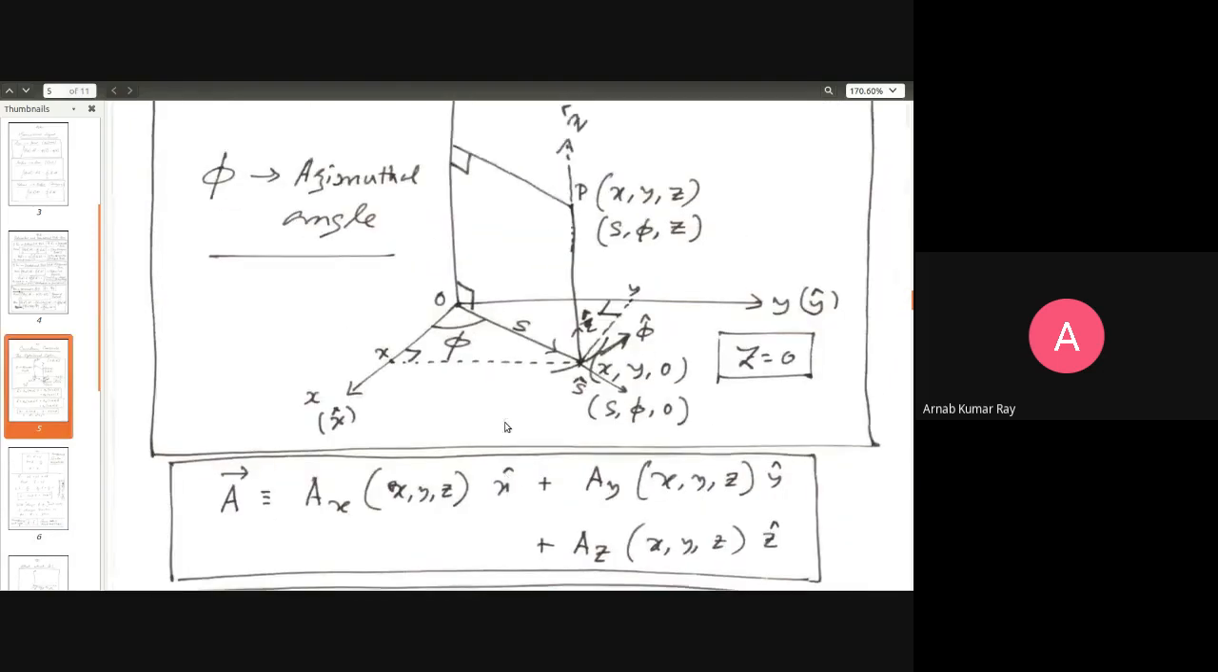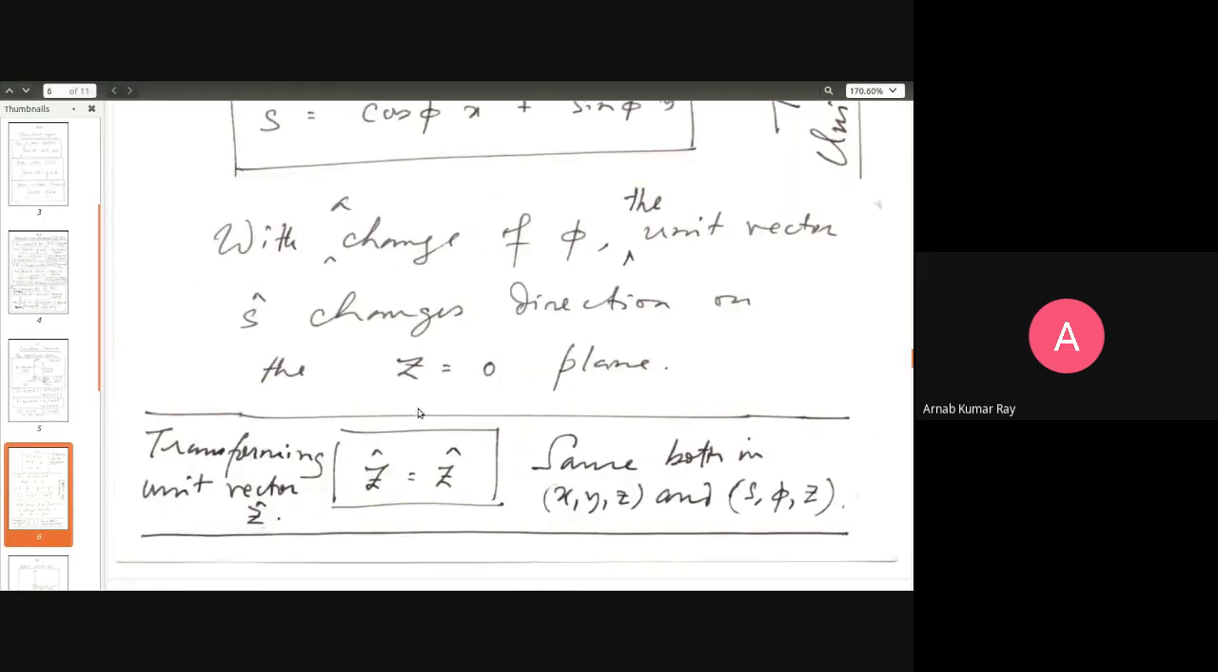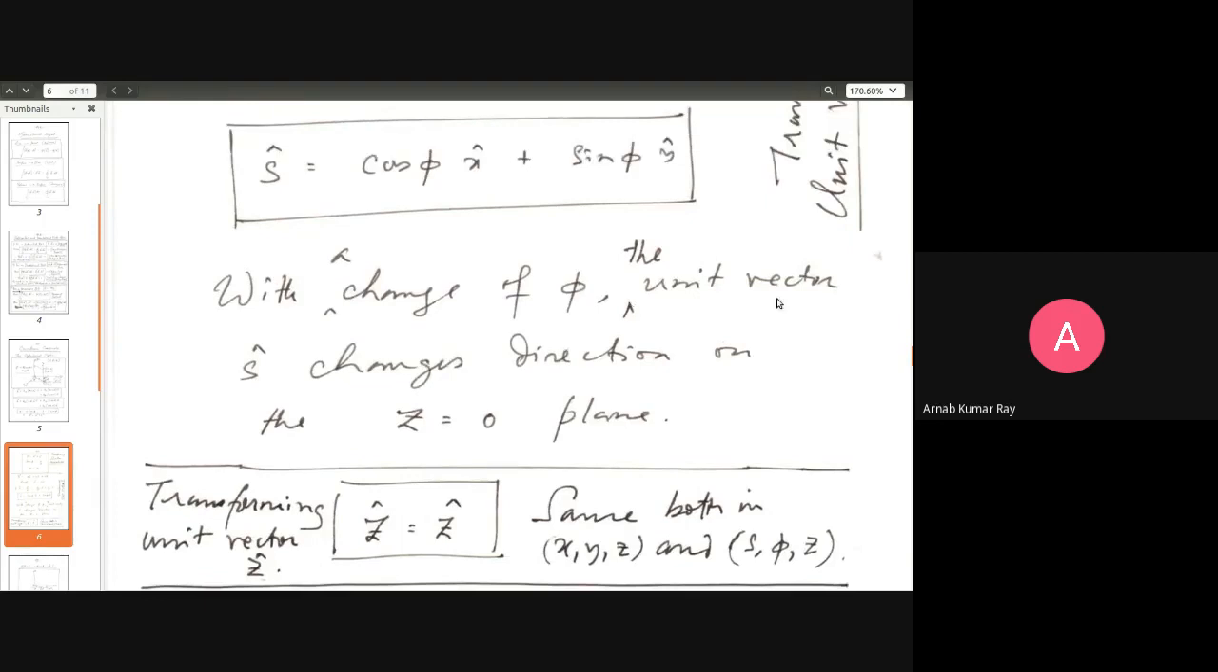Second is that we have just had a discussion that the unit vector of S and the unit vector of phi will change direction, unlike the unit vectors of X, Y, and Z. So what is the formula to know the changing direction of both S and phi? That is what we are about to do now. Unit vector S cap is equal to cos phi X cap plus sin phi Y cap. And I've written something over here: with a change of phi, the unit vector S cap changes direction on the Z is equal to 0 plane. We shall discuss that shortly.